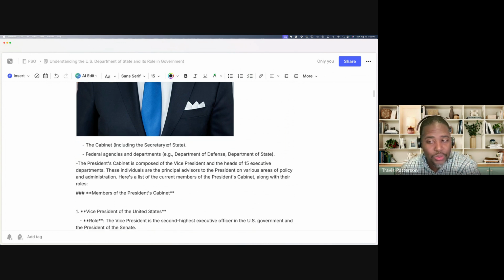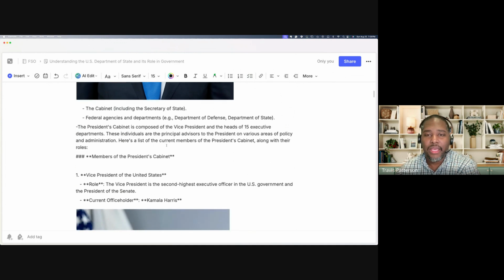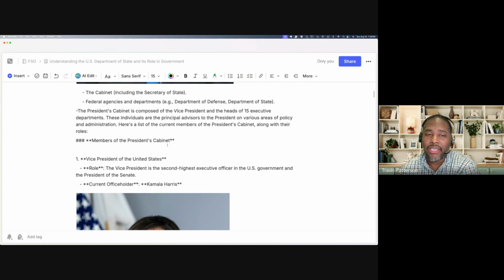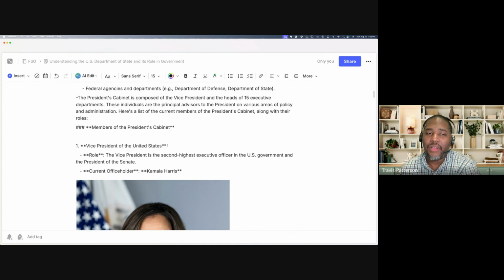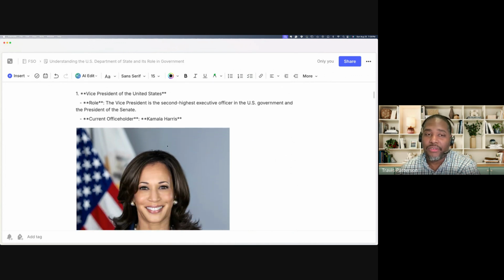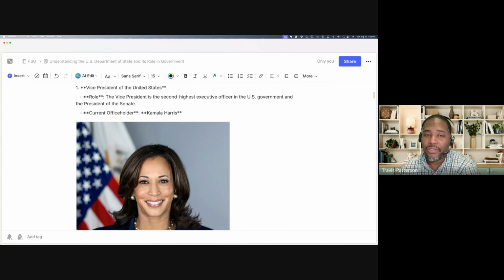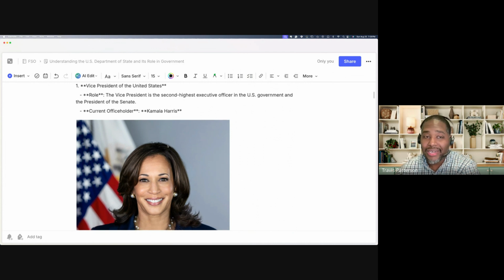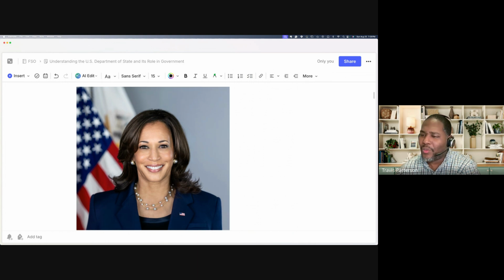The cabinet, which includes the Secretary of State, is composed of 15 heads. So it's not just the vice president and the president. It's composed of 15 different heads and advisors on how to run the executive branch of the government, starting with the Vice President of the United States, Kamala Harris. Her purpose is to be second highest executive officer of the United States government and the President of the Senate. A lot of people said, "Hey, what does the Vice President do?" Now you know.